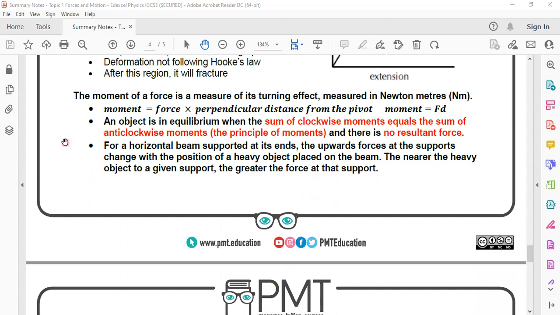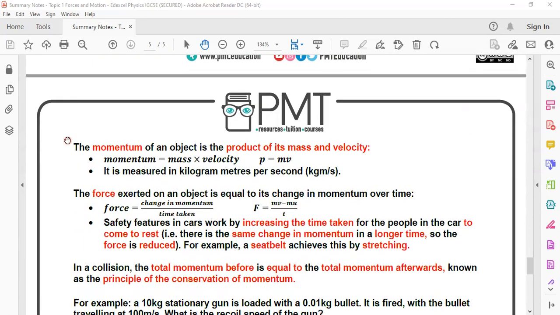Moment of a force को हमने स्टडी किया था, in which the formula is force times perpendicular distance from the pivot. An object is in equilibrium when the sum of clockwise moments equals the sum of anti-clockwise moments, according to the principle of moments, when there is no resultant force.